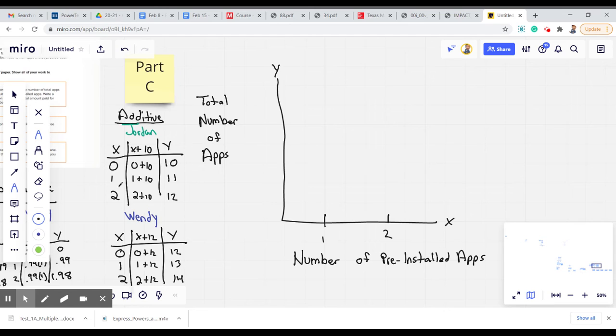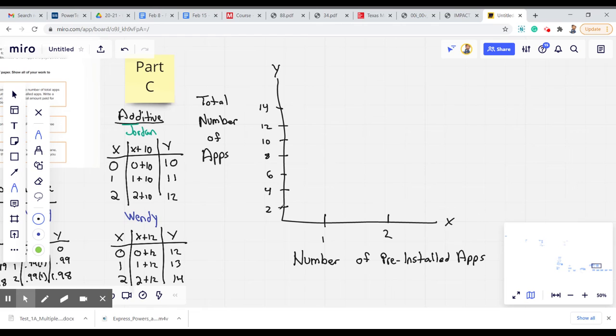My x's only go from 0, 1, and 2, so I don't need to make my x-axis go very far. I'm going to keep that there. On my y's, it goes to 14, so I'm going to go to 15. We could count by ones, but I'm just going to count by twos. So my y's are my total number of apps.